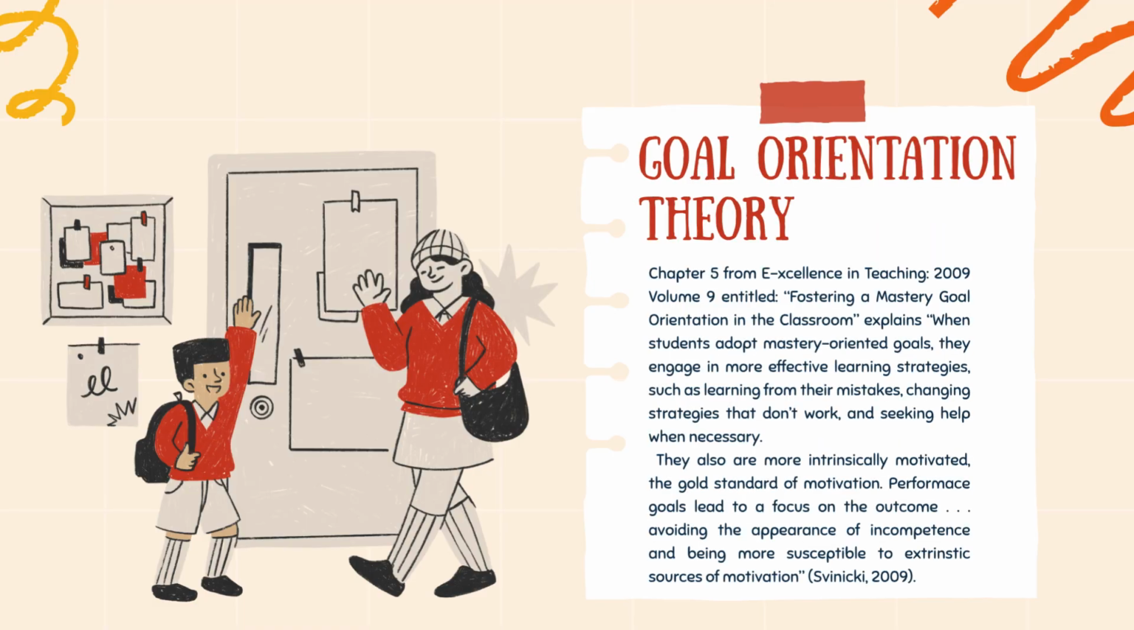Now, Chapter 5 from Excellence in Teaching, 2009, Volume 9, entitled Fostering a Mastery Goal Orientation in the Classroom, explains this. When students adopt mastery oriented goals, they engage in more effective learning strategies, such as learning from their mistakes, changing strategies that don't work, and seeking help when necessary. They are also more intrinsically motivated, the gold standard of motivation. Performance goals lead to a focus on the outcome, avoiding the appearance of incompetence and being more susceptible to extrinsic sources of motivation.